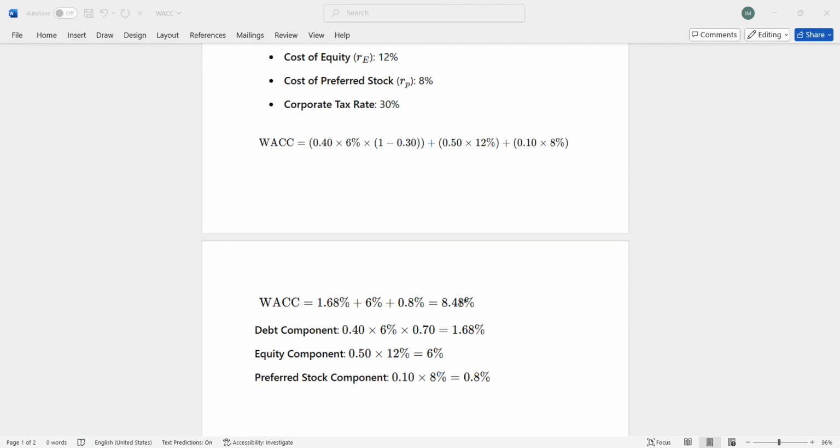So how can we interpret this result for the weighted average cost of capital, like 8.48%? This means that it is the minimum average return the company must generate from its operations to satisfy all its capital providers, like debt holders, equity holders, and preferred stockholders. If the company earns more than this rate, it creates value for its investors. If it earns less, it may be eroding shareholder value.